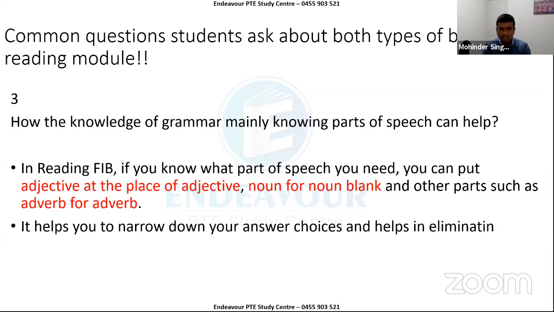So we have already discussed it. Suppose the blank is for a noun. If you have identified the needed noun, you can put a noun there. You are not trying to put a verb or adjective or other parts there. We're going to discuss that when we do some practice. It helps you narrow down your answer choices, as we have discussed earlier.